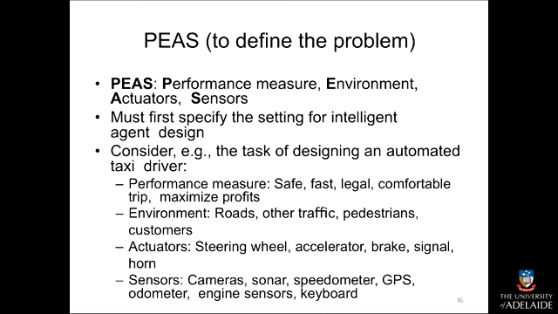So clearly consumers are going to want it to be safe and fast. It's going to need to be legal. Consumers are going to want it to be comfortable. And if we're coming from the perspective of Uber, then we want to maximise our profits as well. So those are the things that are going to be used to measure the performance of this autonomous taxi agent.